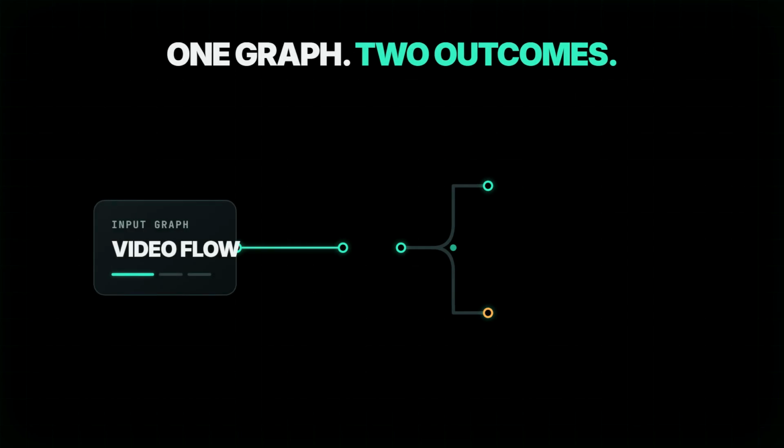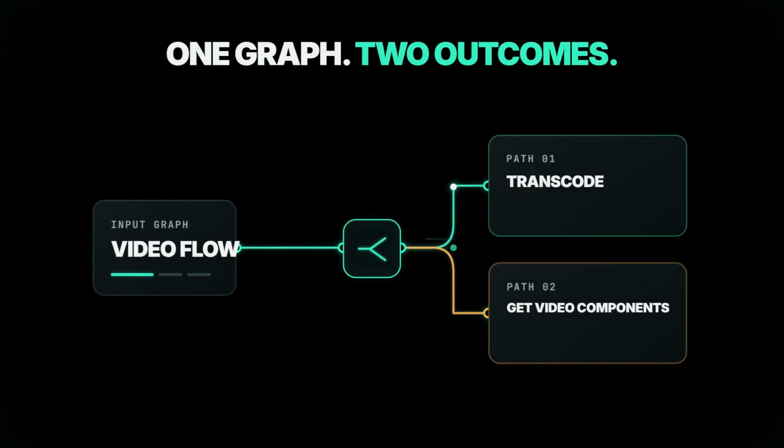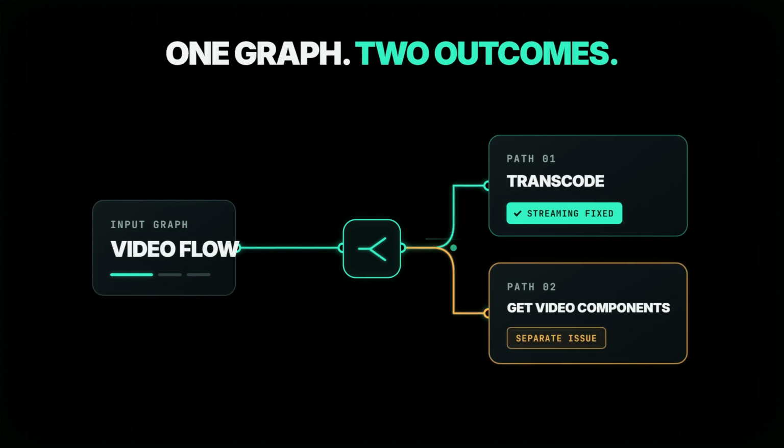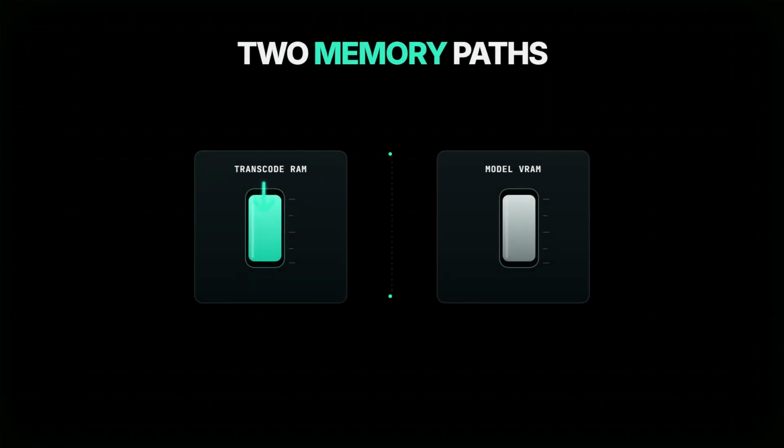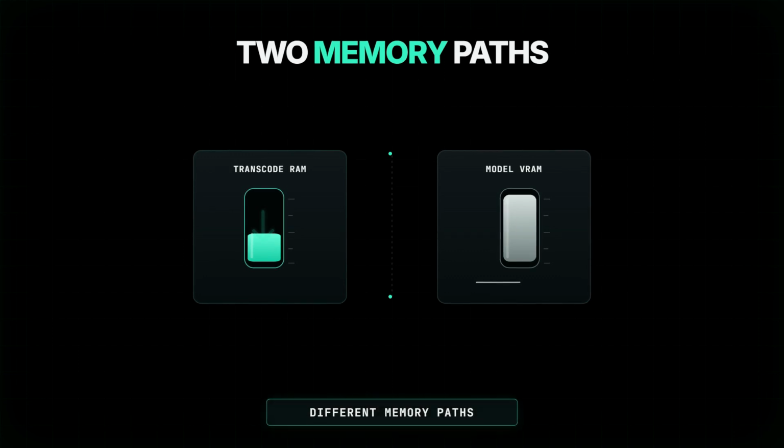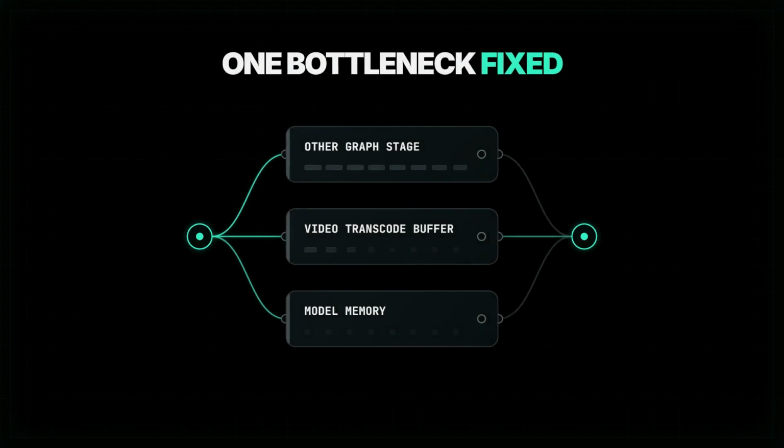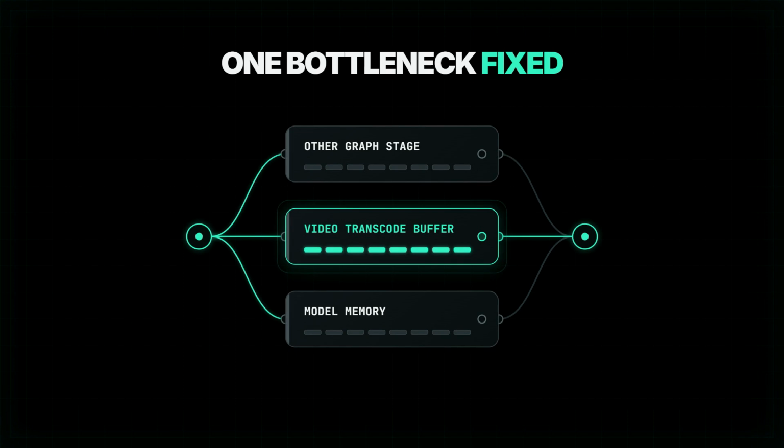Here is the sharp boundary. The pull request explicitly says eager tensor materialization in get video components is a separate issue, and this patch does not address it. This release item targets the RAM buffer in video transcoding. Its sources do not claim lower GPU model memory requirements, so do not translate this into a universal VRAM fix. If a model, latent, or another graph stage exceeds available memory, streaming transcoding cannot rescue it. Version 0.29 removes one length scaling bottleneck, not every possible bottleneck.